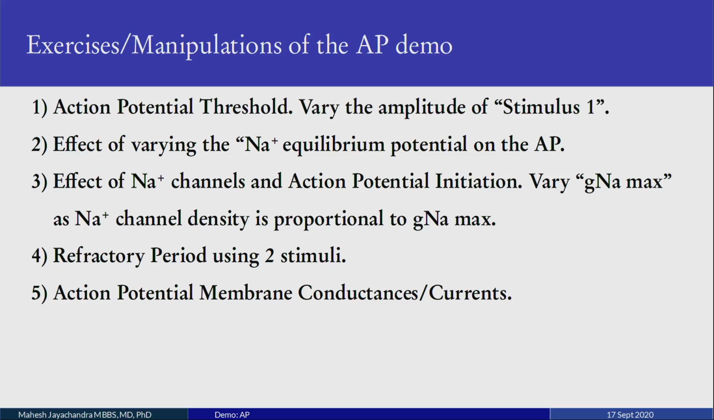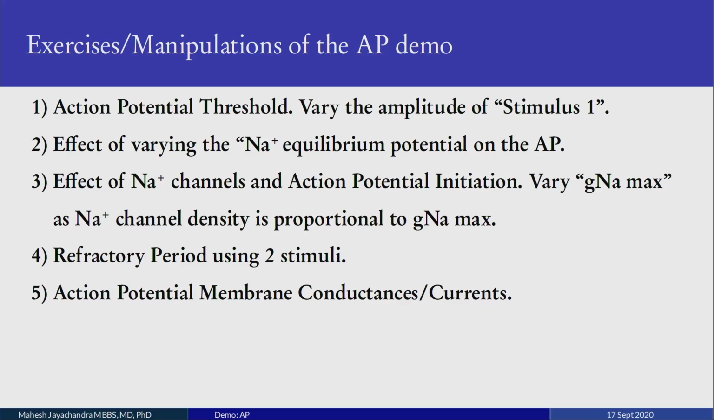You can also look at the refractory period. If you remember the refractory period, once a neuron generates an action potential, for a couple of milliseconds after, whatever the current you give, it's not going to stimulate another action potential. And then for a little time after that, so that is the absolute refractory period.